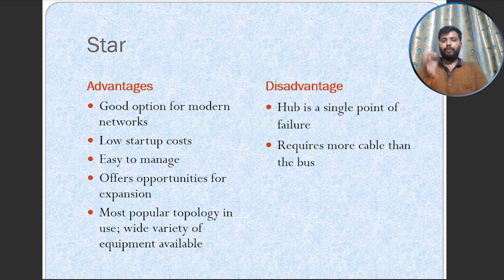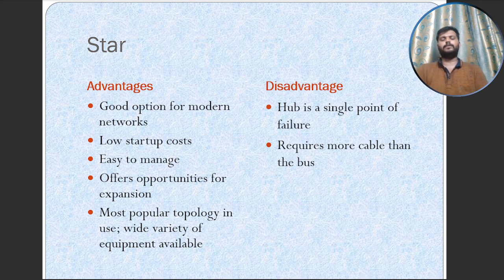Now, one of the major advantages why star became popular is because it offers expansion. If you want to expand the network, it is easy in the star. Why in ring and bus topology it was quite difficult. Now, as I said, it is quite a famous topology and it is widely used.